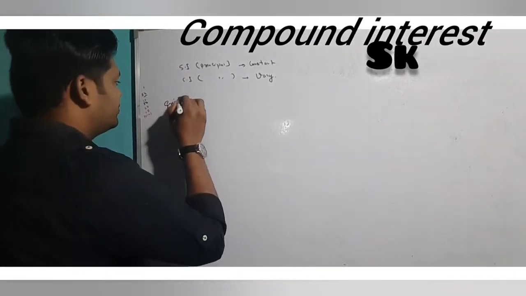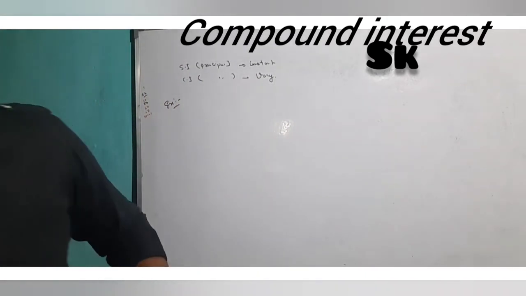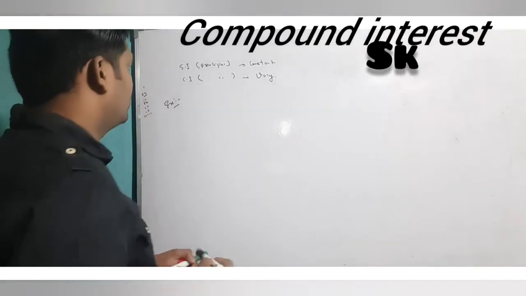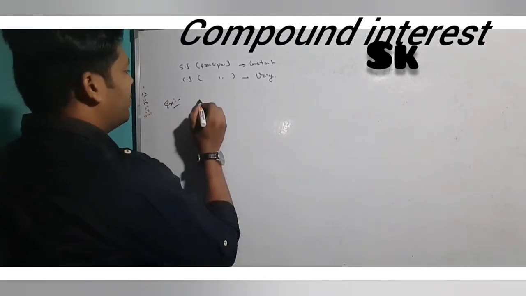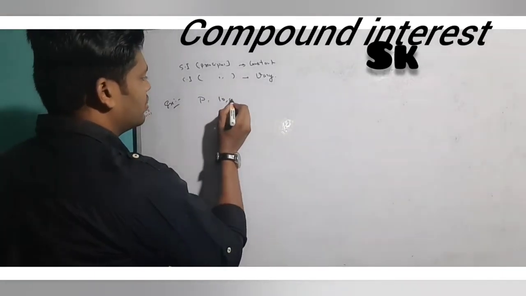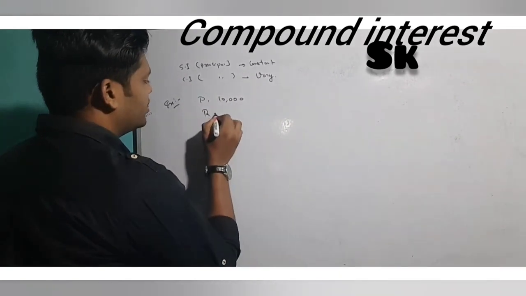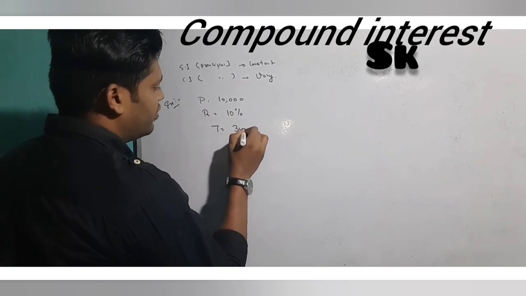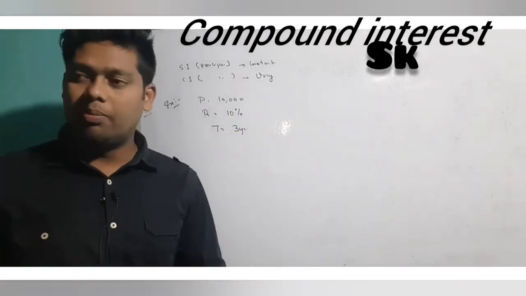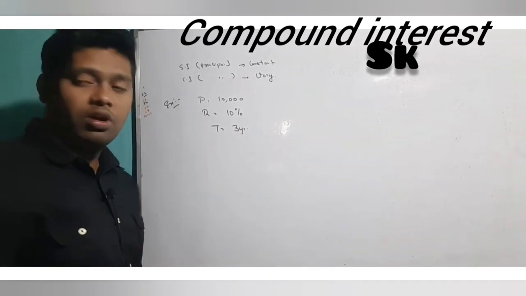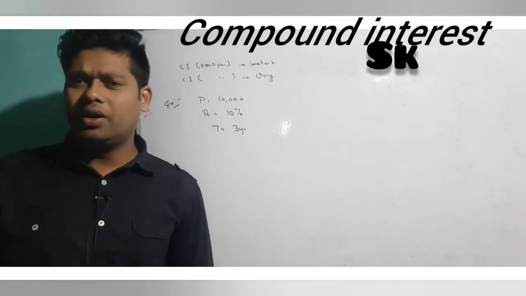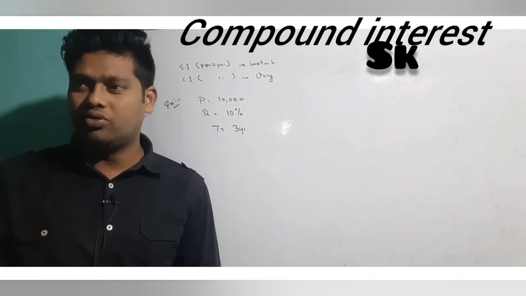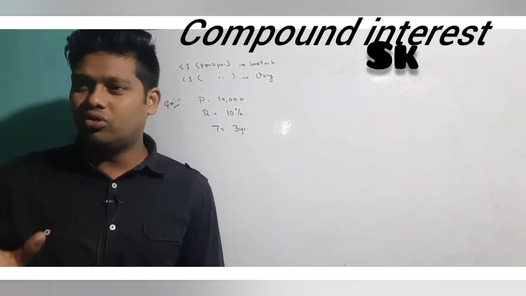Example number 1. For example, we will take a principal of 10,000, where the rate of interest is 10% and the time period is 3 years. Listen to the example, then you can do everything. It is just like simple interest, but where is the difference? I will show you with an example. First, understand the basic sums of how to do compound interest.